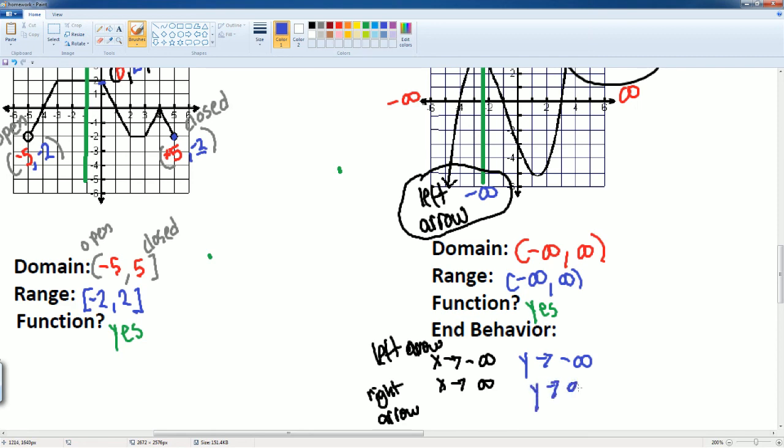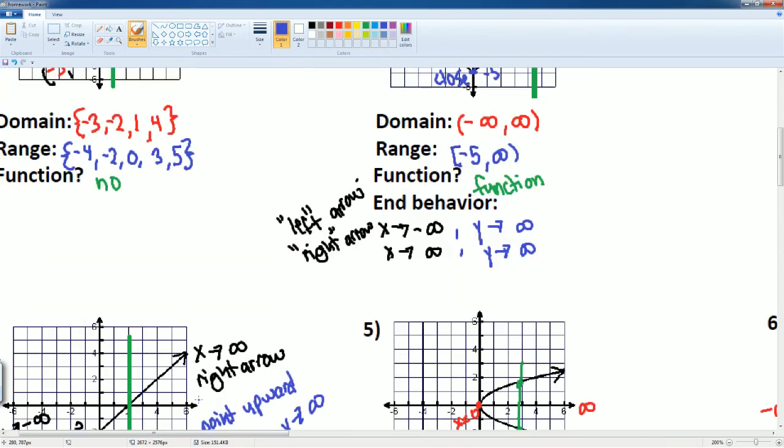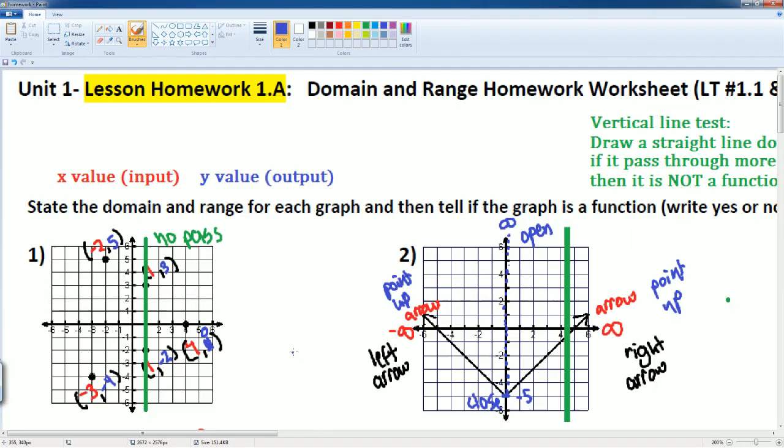All right, so there you go. Those are all your solution tutorials for all the problems for 1A.